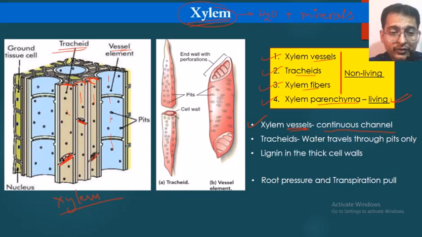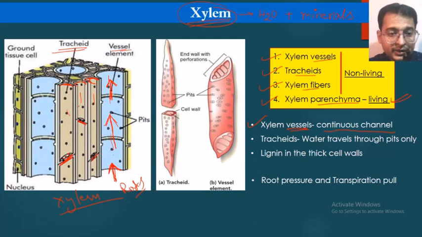You know very well the function of the xylem is the transport of water and minerals from the roots to the other parts of the plant. So what is happening? The water and minerals will be moving in a single direction. It never goes in both directions, up and down. Only single direction flow of the water and minerals is taking place from the roots to the other parts of the plant. This is continuous.